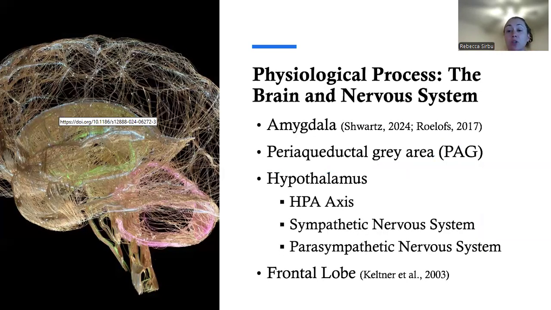So some of the physiological processes involved in panic disorder. So panic is associated with stress response in the brain. During a panic attack, the amygdala becomes hyperactive, stimulating the stress response. The amygdala sends signals to the periaqueductal gray area, which then stimulates a fight, flight, or freeze response.